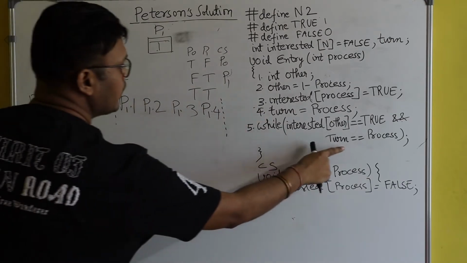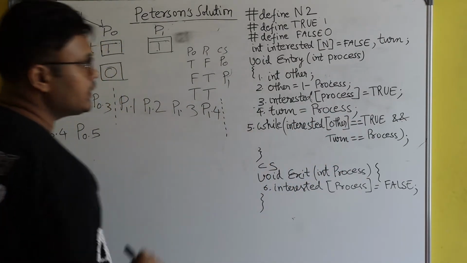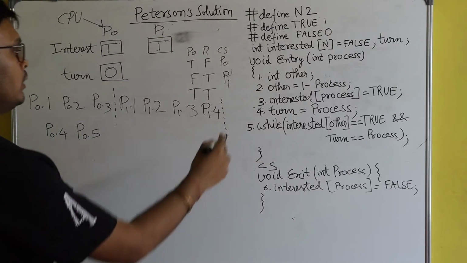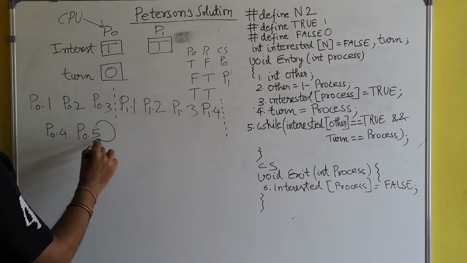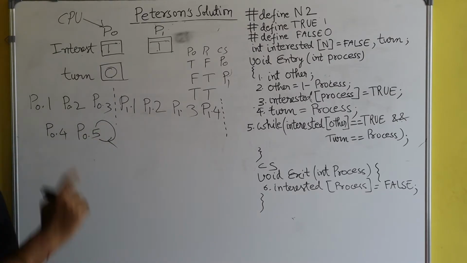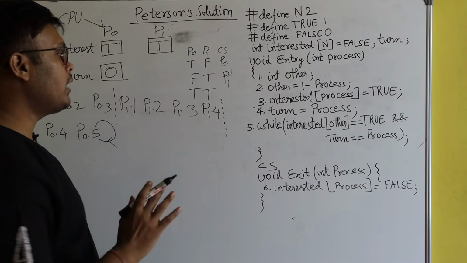So turn is 0. So turn is equal to process. So both these conditions are true. So it means what? The while loop will not be broken. So here you see, P0 got trapped in the while loop.